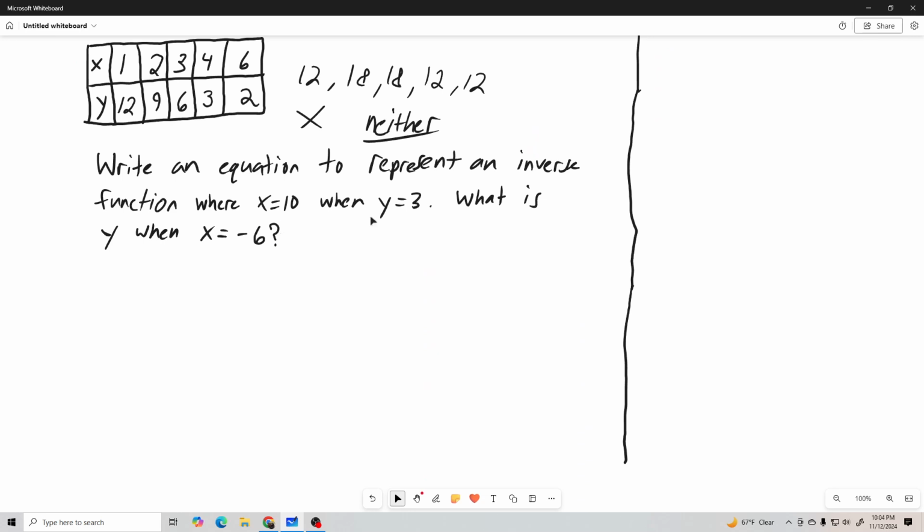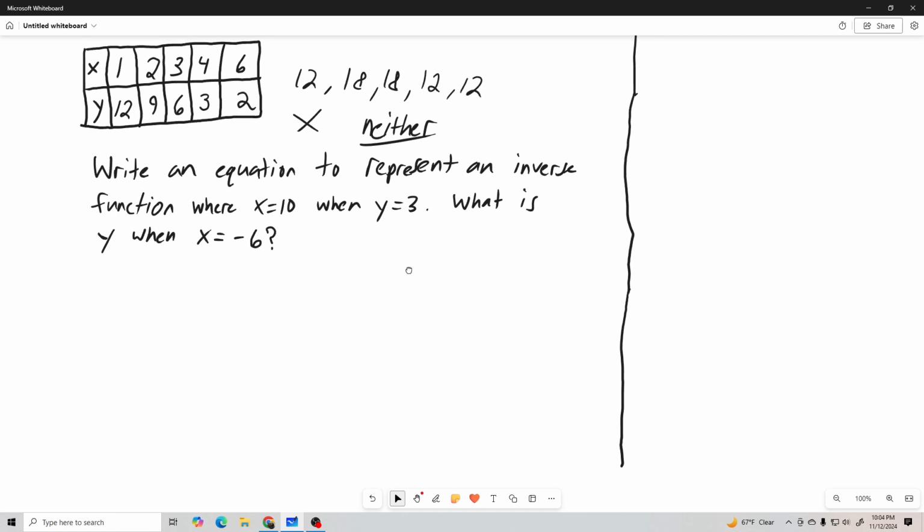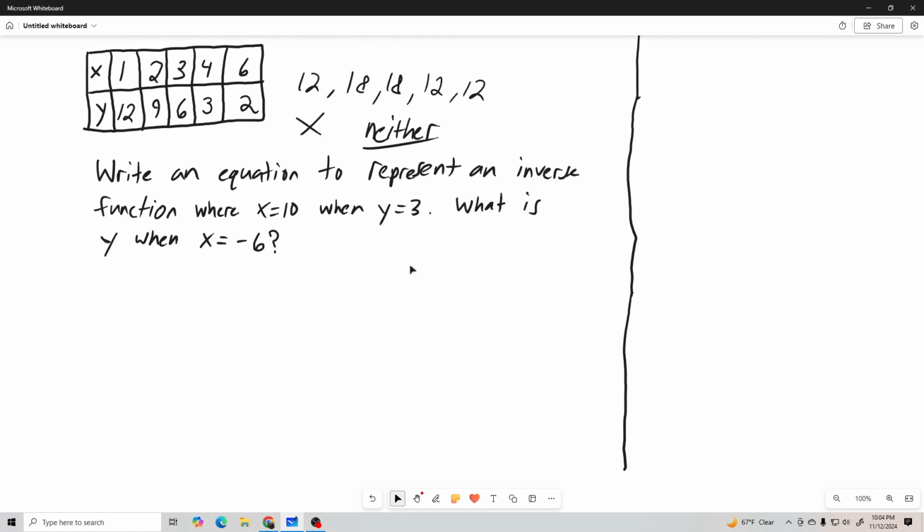So write an equation to represent an inverse function where x equals 10 when y equals 3. What is y when x equals negative 6? Well, the first thing they told us is that this is an inverse function. And we know that for our inverse function, we're going to have y equals our scale factor over x. Okay, and what did they tell us? Well, they told us that in this inverse function, x equals 10, y equals 3. So let's just plug it in.